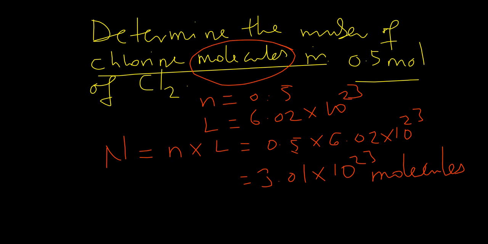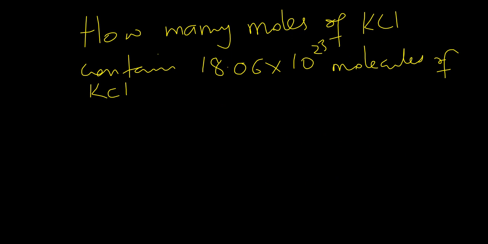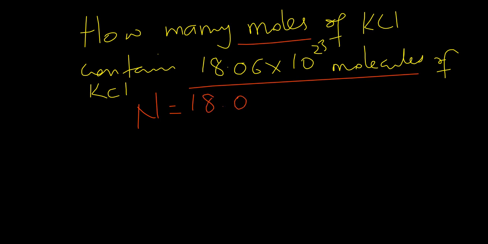Let's look at the next example. Here, how many moles of potassium chloride contain these molecules? So you'll be asked to determine the mole, and you've been given the number of particles. So the number of particles N is 18.06 times 10 exponent 23. That has been given to you. But we know the Avogadro's number is 6.02 times 10 exponent 23.